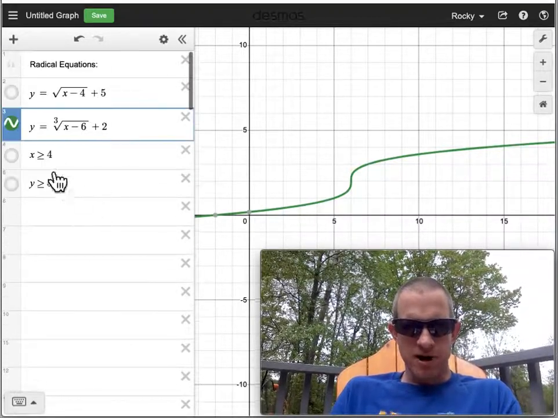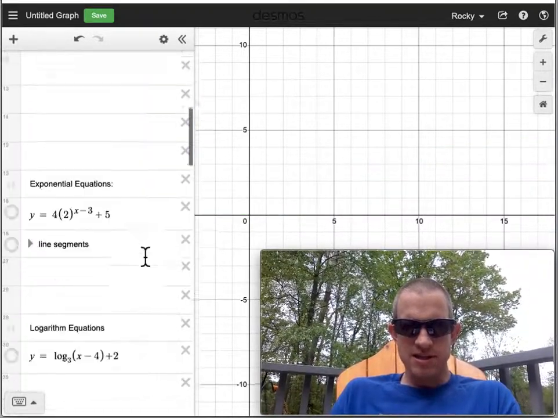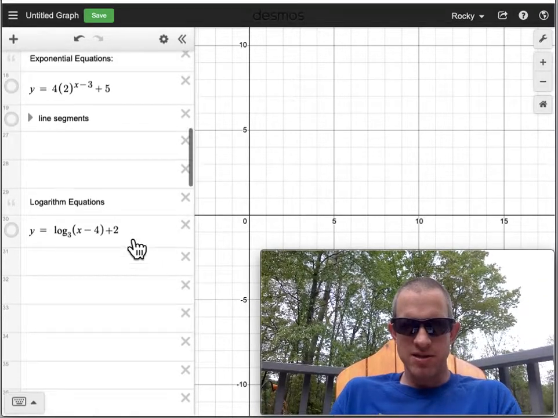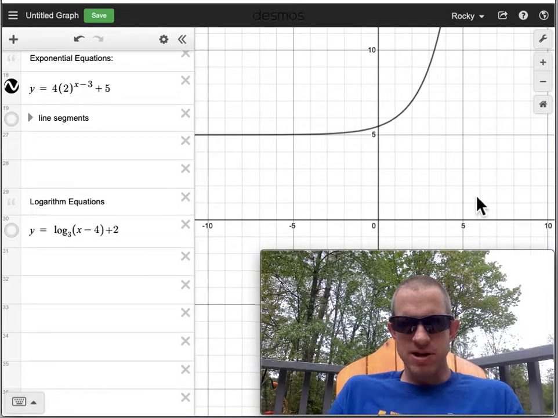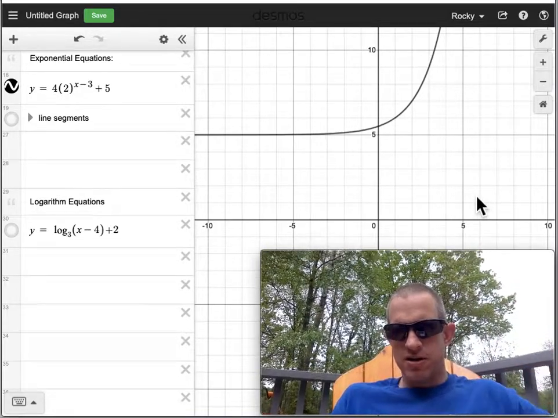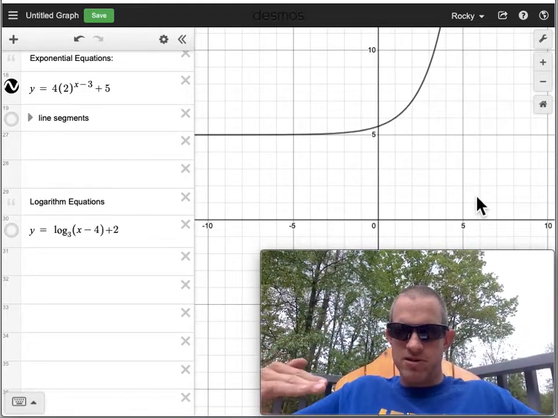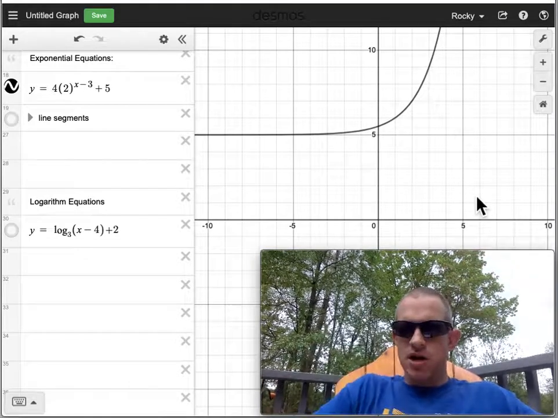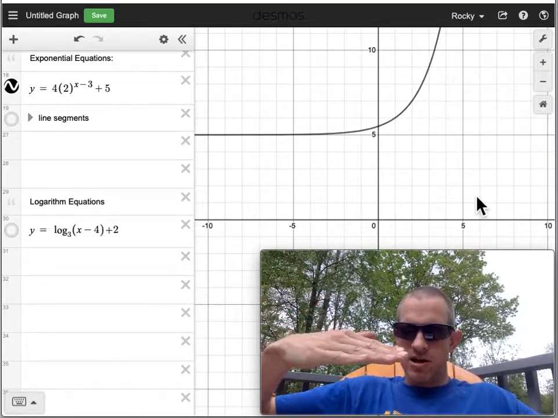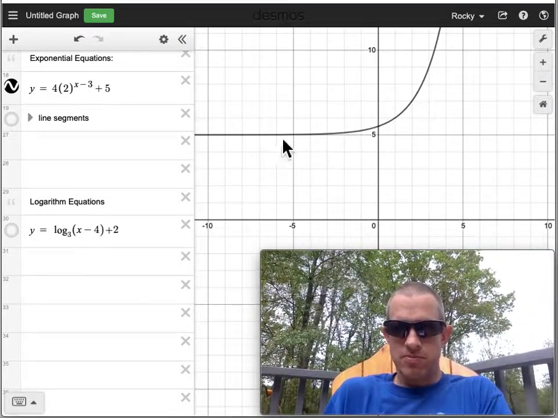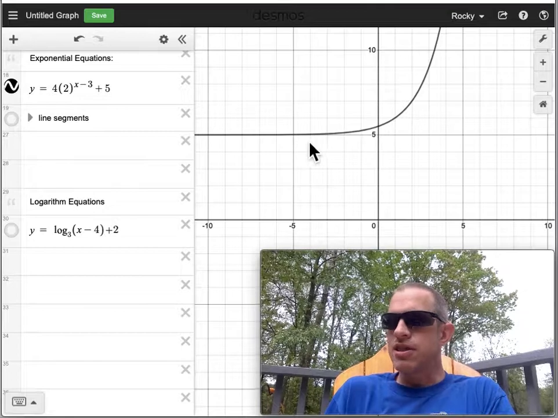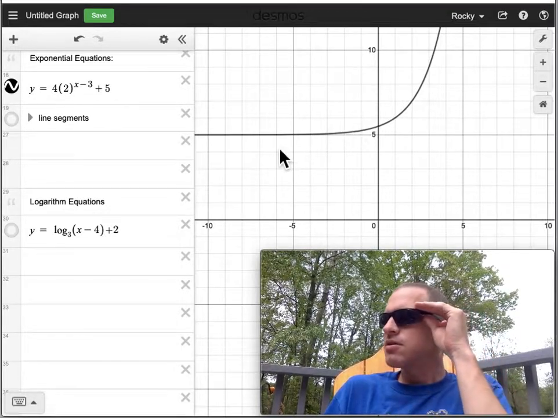Another type of graph that we learned was an exponential graph. And so here is an example of an exponential graph. Exponential graphs definitely are kind of like airplanes. They go straight and then they take off. Or they could come down for a landing and they flatten out. But they have what's called an asymptote. And so an asymptote is a line that this graph seems to come towards.